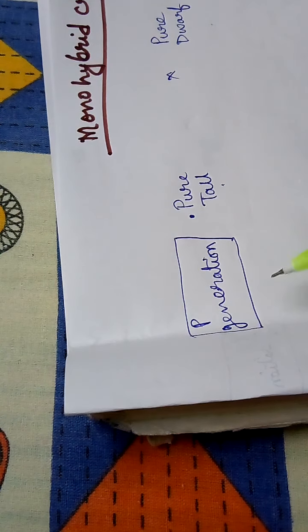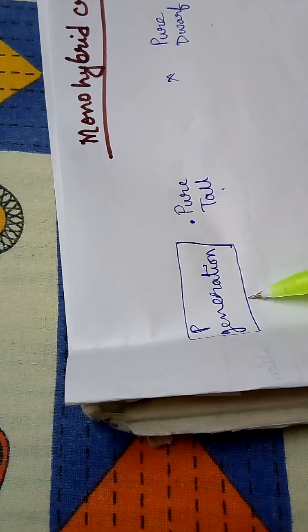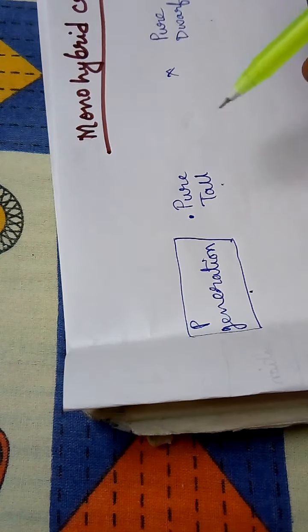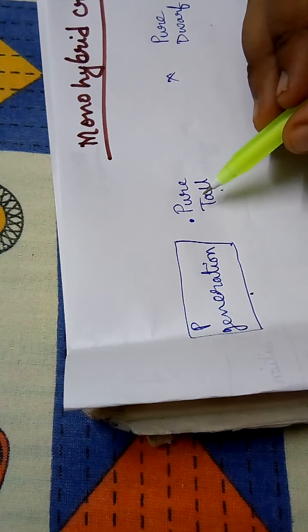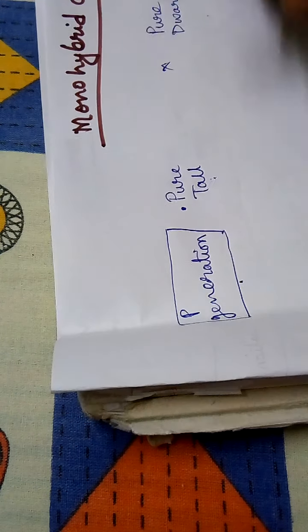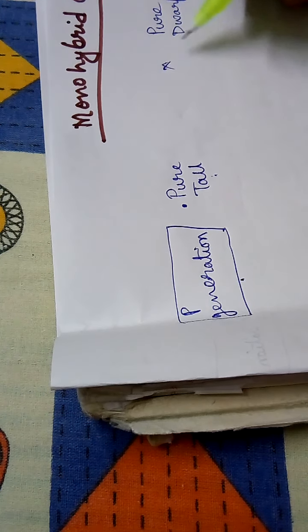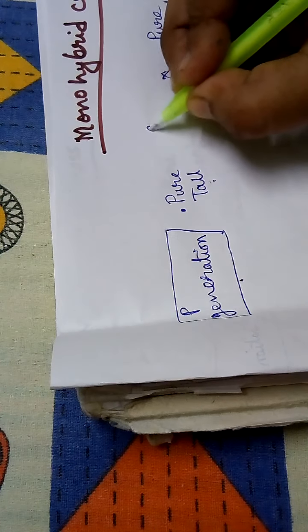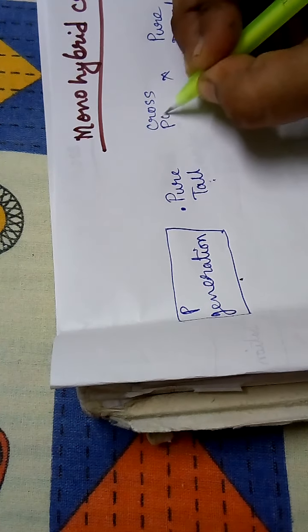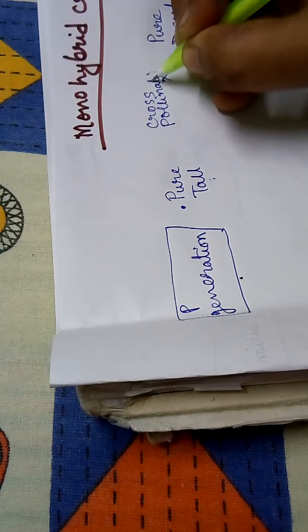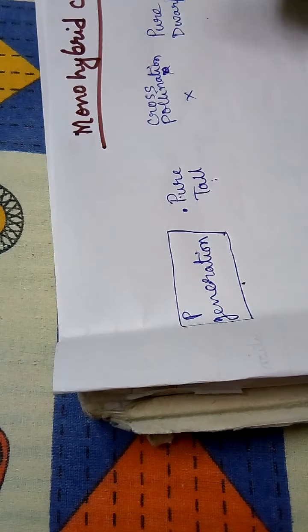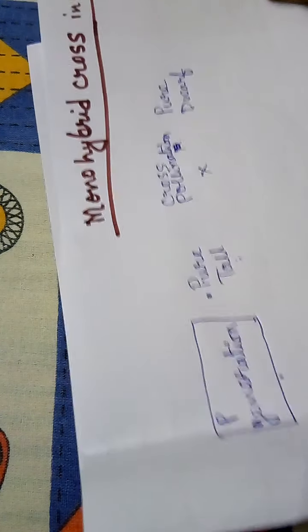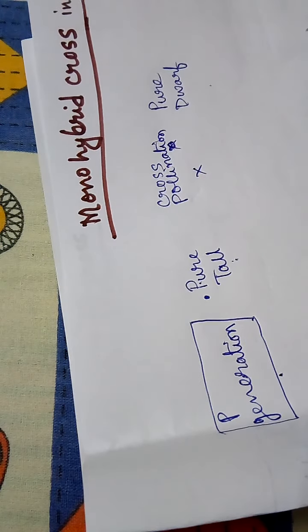The organism which is selected for the cross is known as parental generation or P generation. Between the parental organisms, pure tall and pure dwarf pea plant, Mendel did cross pollination. Pure tall and pure dwarf is the expression of the gene, so these are known as phenotype.